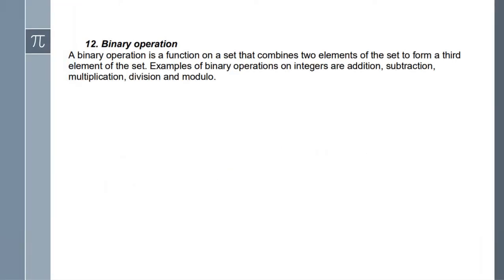So a binary operation is a function in a set that combines two elements of the set to form a third element of the set. Examples of binary operations on integers, pwede siya addition, subtraction, multiplication, division, and modulo. But I will not be explaining more on modulo because I would prefer to discuss it face-to-face.